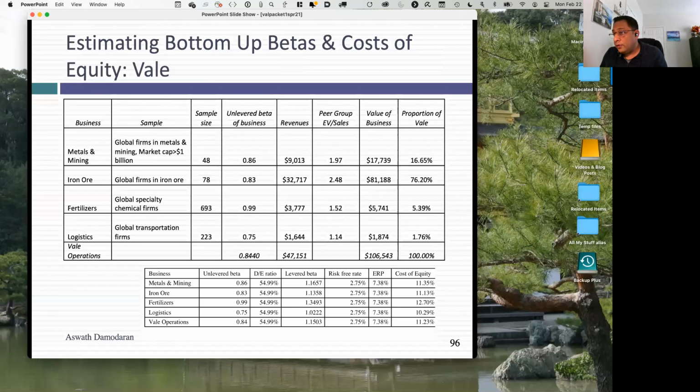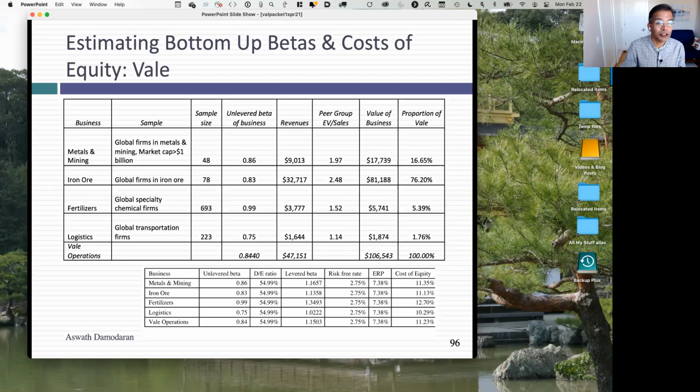I will use the logistics beta. Makes sense, right? You know what though? When you see bankers valuing companies for sale, they'll often use the company's beta to value. And their defense is, we can't run a regression for the division.